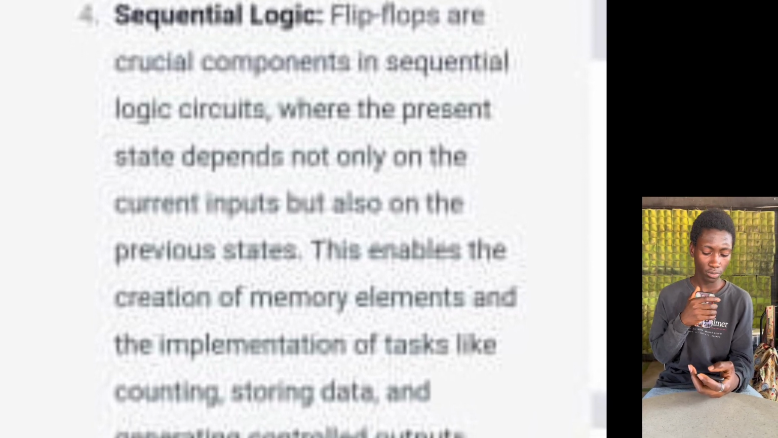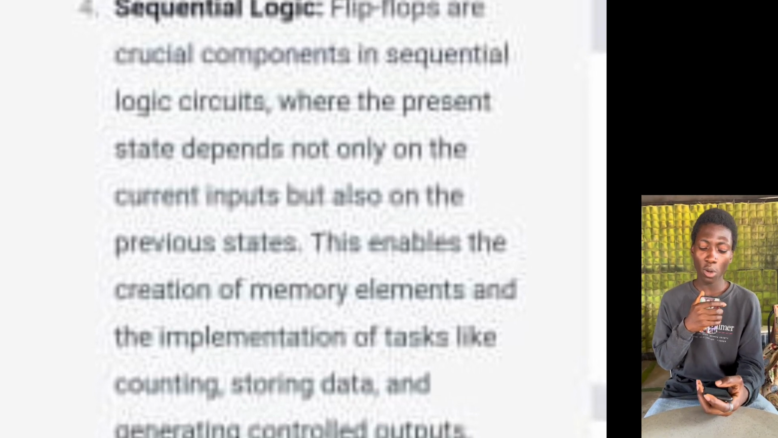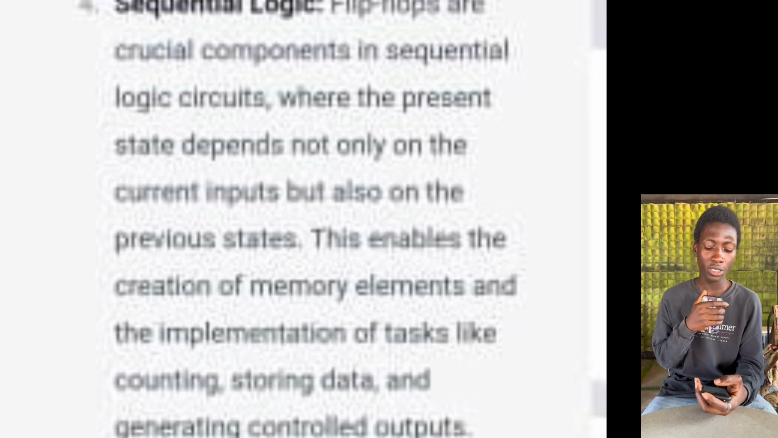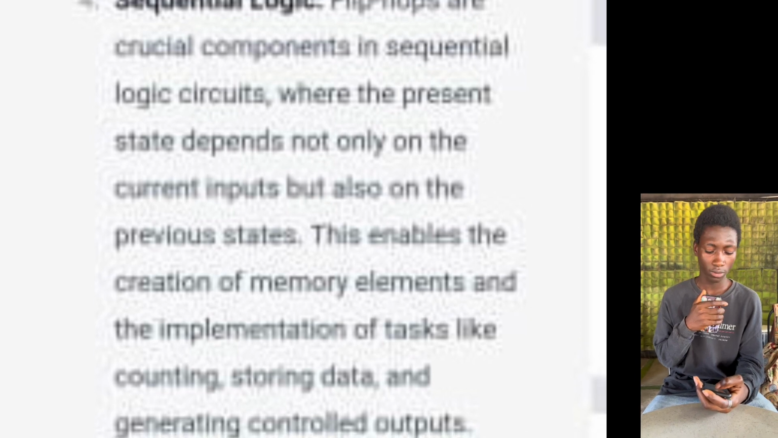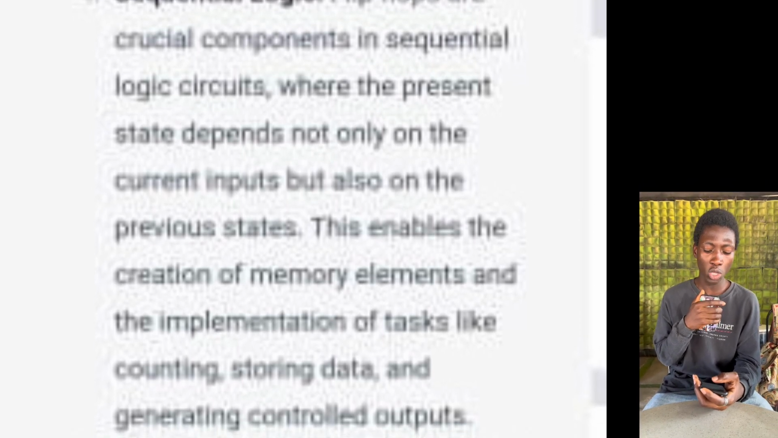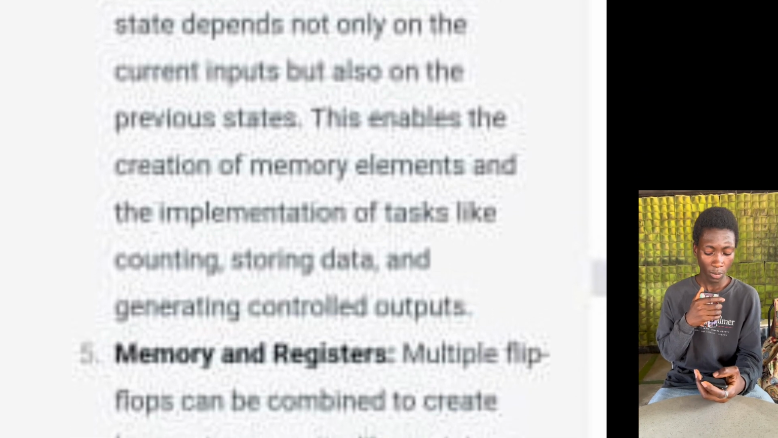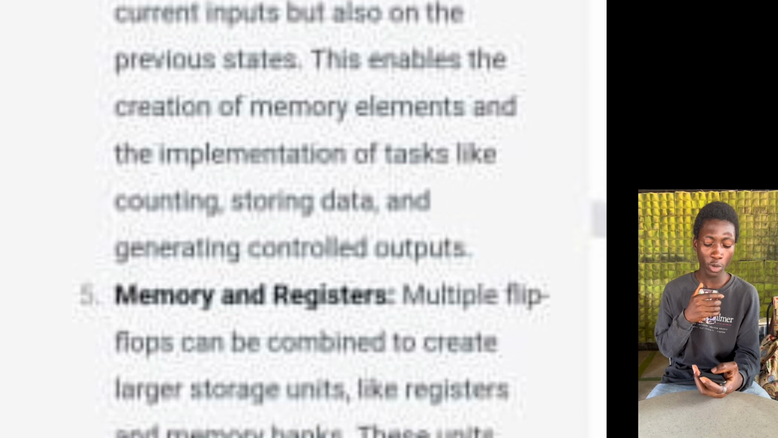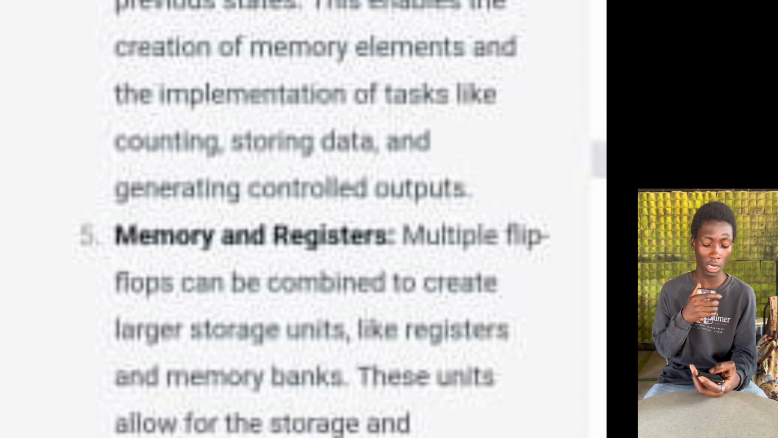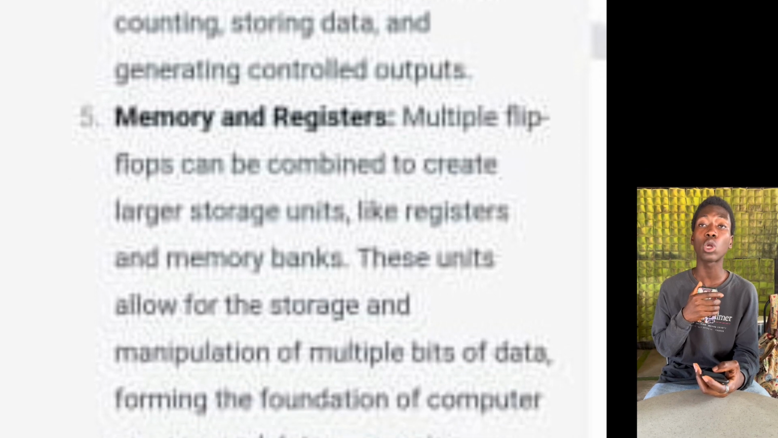Point 4, sequential logic. Flip-flops are a crucial component in sequential logic circuits, where the present state depends not only on the current input but also on the previous state. This enables the creation of memory elements and implementation of tasks like counting, storing data, and generating controlled outputs.